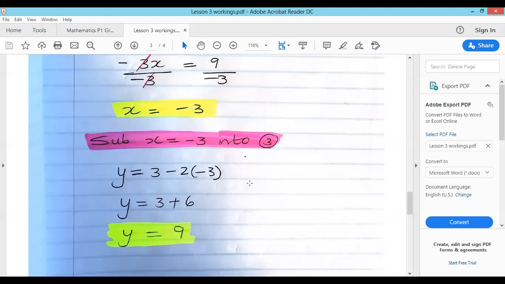Bear in mind your exam techniques. Then now you've got y equals 3 minus 2 times -3. So we know that this is 3. 2 times negative, 2 times -3, we know a negative times a negative is a positive 6, right? Therefore, 3 plus 6, y is equal to 9. Now you have solved for your x and your y.